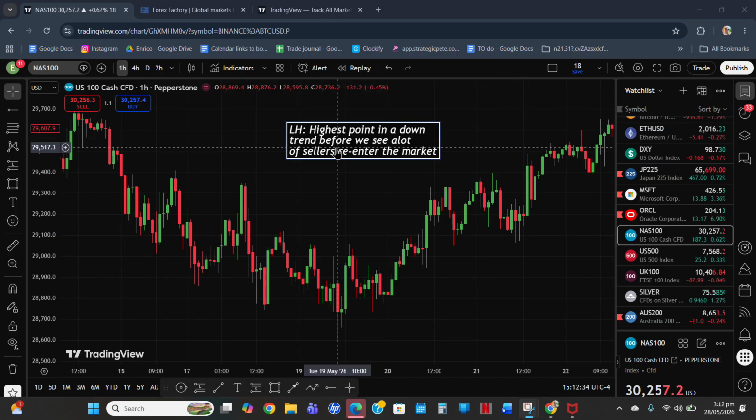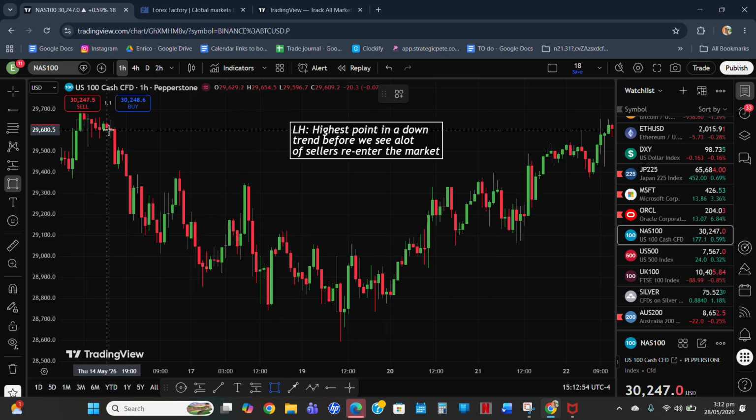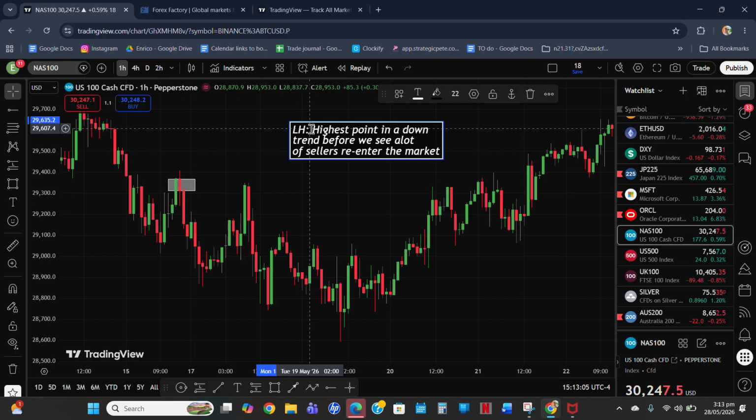Okay, this is going to be the perfect guide for spotting your lower highs. To spot your lower highs is going to be basically the highest point in a downtrend before we see a lot of sellers re-enter the market, right? So you're going to see here, price is going to push down, and then price is going to come up, make a high. So this is one of the highest points within the downtrend. We're at one of the highest points, right? Like a high point in a downtrend.